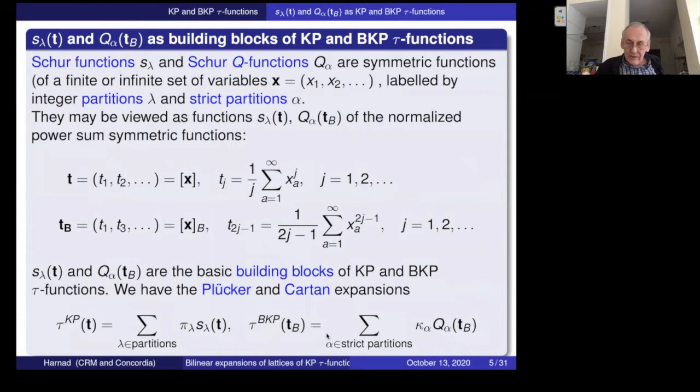And here the labels are sort of by half of this. It's by strict partitions. A partition, as we'll see in a moment, is a weakly decreasing sequence of non-negative integers, whereas a strict partition is a strictly decreasing sequence of non-negative integers, which can also include zero. So the same thing happens with the BKP tau function as with the KP tau function. They can all be represented as either finite or infinite linear combinations of the Schur Q functions.